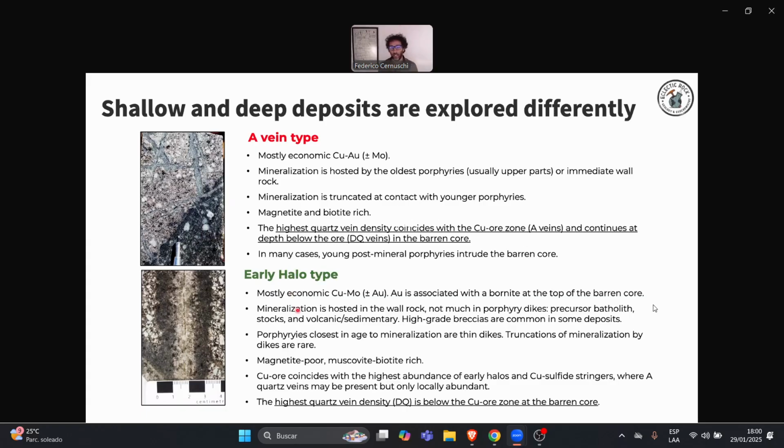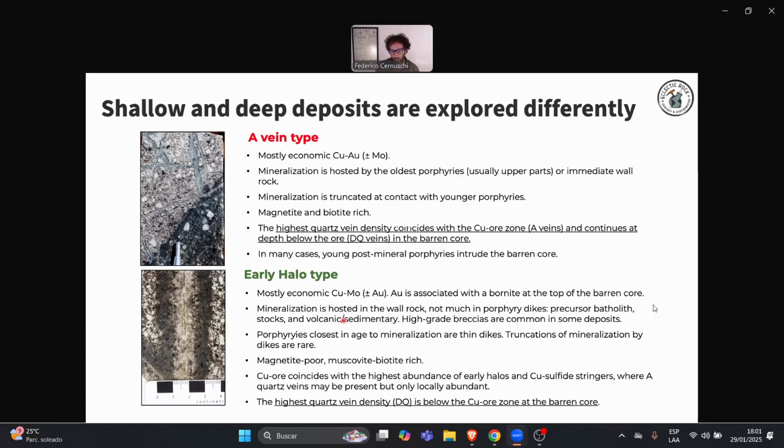If gold is associated, it is associated with bornite in the top of the barren core, so sort of in the center of the deposit, of the inverted cup shape zone. The mineralization is usually hosted in the wall rock, which could be the precursor batholith or a related stock or older volcanic or magmatic sedimentary rock. Breccias and high-grade copper breccias are common in these deposits too.